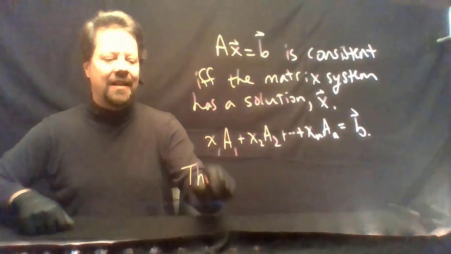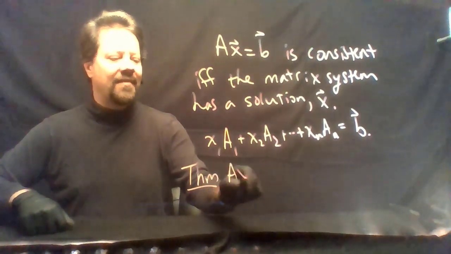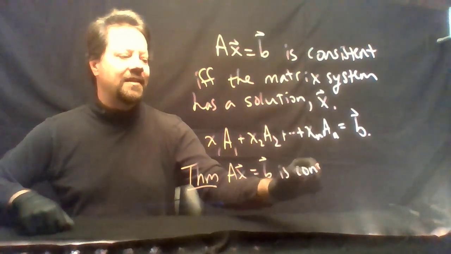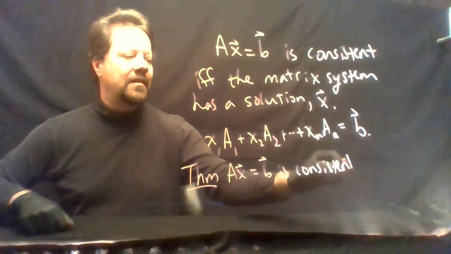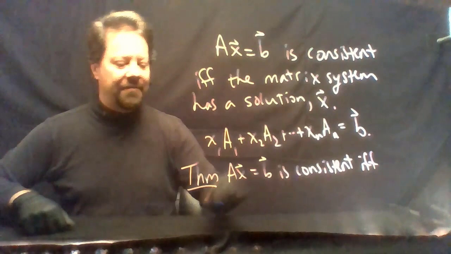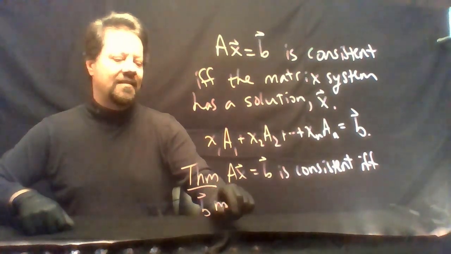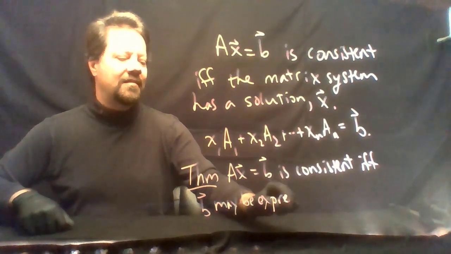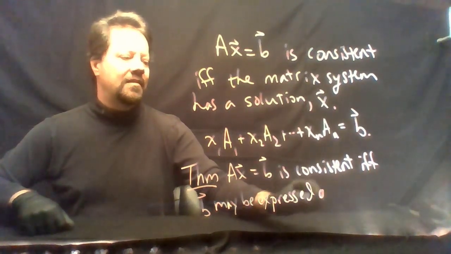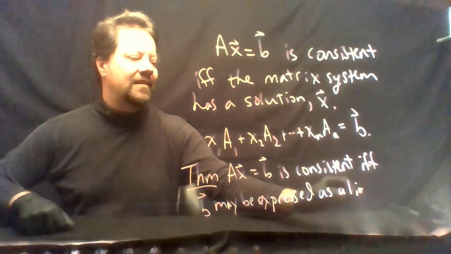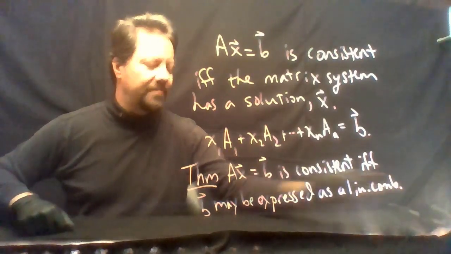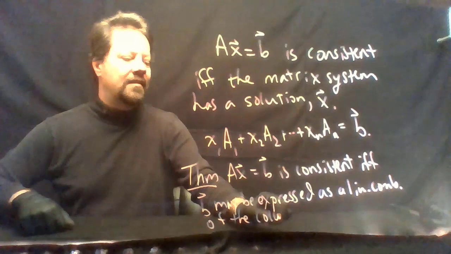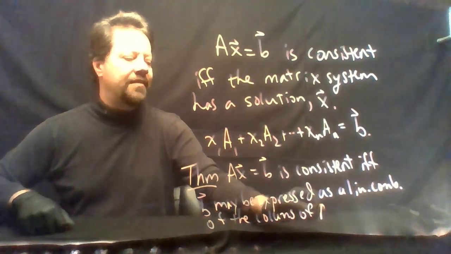We have the following theorem. AX equals B is consistent if and only if B may be expressed as a linear combination of the columns of the matrix A.